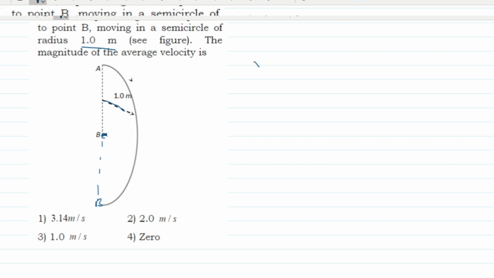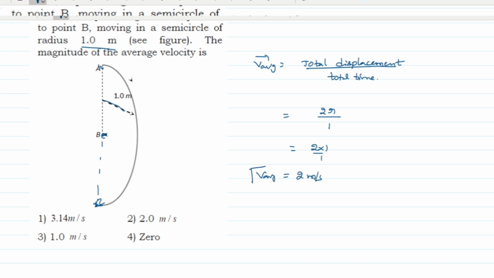That means the average velocity formula is total displacement by total time. The displacement here is from A to B, the total displacement is 2r, and the time is given as 1 second. The radius is also given as 1 meter. So 2 into 1 by 1, and the average velocity will be 2 meter per second.